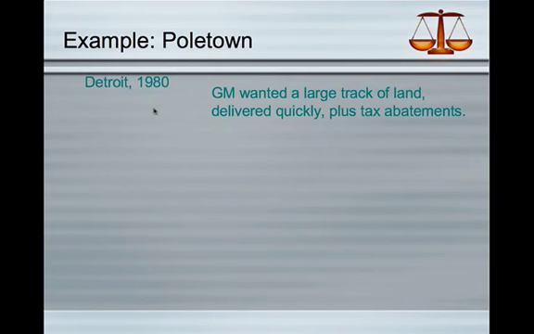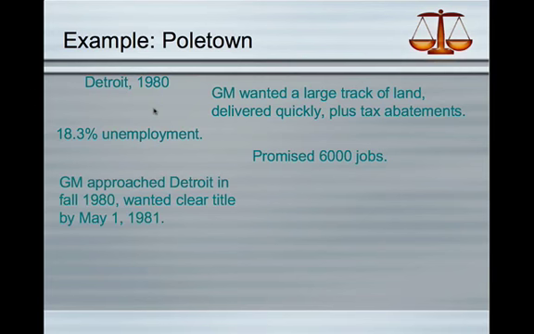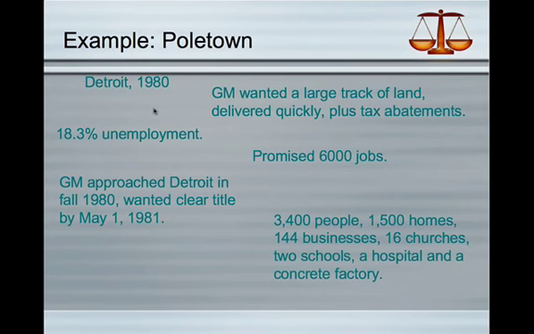And then, one more example. This is Poletown. It's a neighborhood in Detroit. GM wanted a large tract of land, delivered very quickly, plus tax abatements. Detroit had an 18.3% unemployment rate. So they thought, this will be great. We'll get a new plant. So GM promised 6,000 jobs. GM approached Detroit in fall of 1980. I think it was October. And they wanted a clear title by May 1st, 1981. So extremely quickly. And this is like 500 acres.